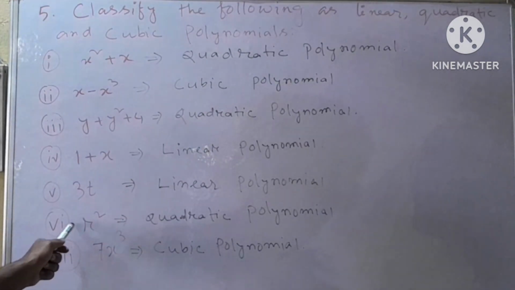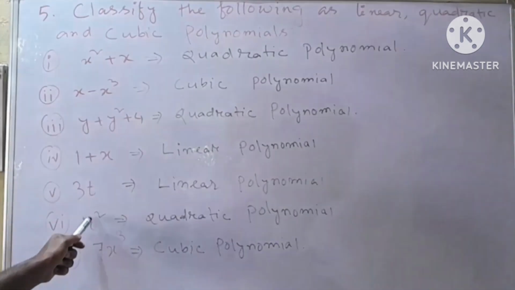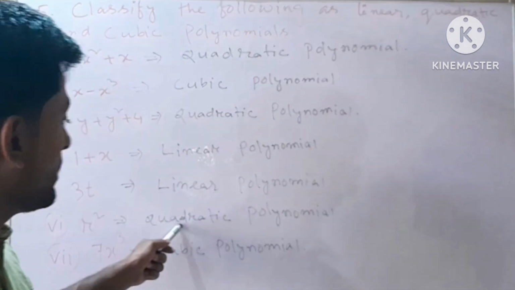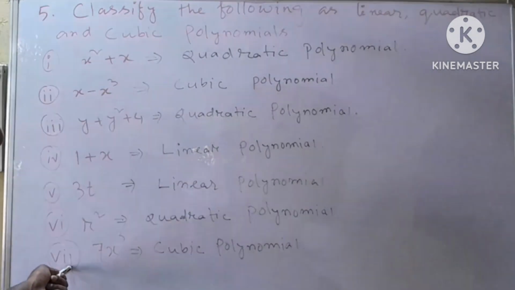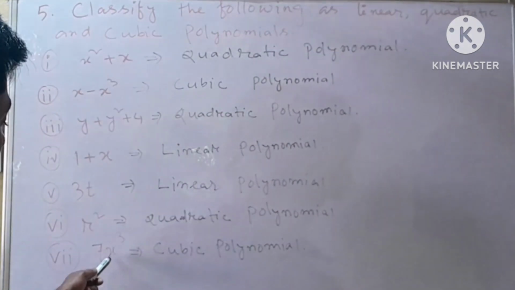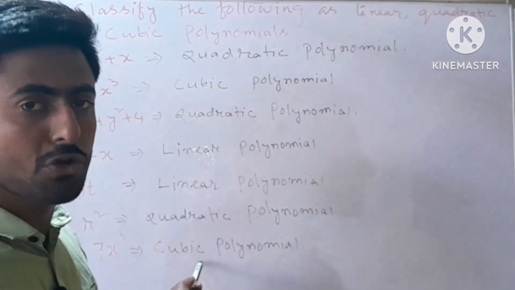Next, Roman number 6, r square. The variable is r here, and the degree of this polynomial is 2, and therefore it is a quadratic polynomial. Next, the last one, Roman number 7, 7x cube. The degree of this polynomial is 3, and hence it is a cubic polynomial.